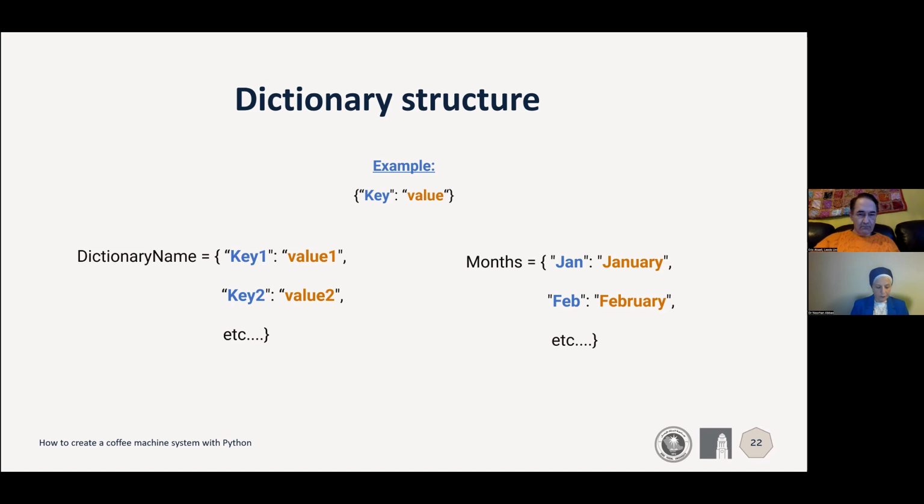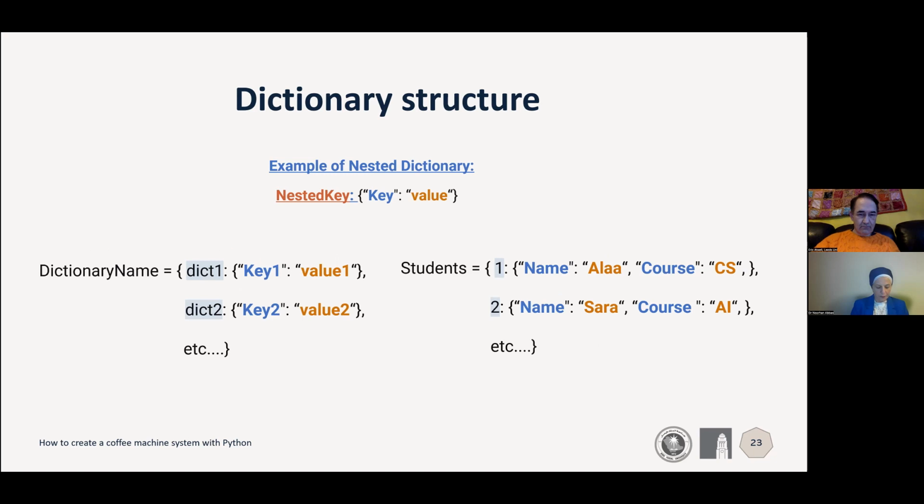For our example here, we will focus on the nested dictionary, which will use two keys, not only one. So we will use the key value as a value for the nested key itself. For example, here we have the student number as a nested key, and then all the information for the student as key values, etc.